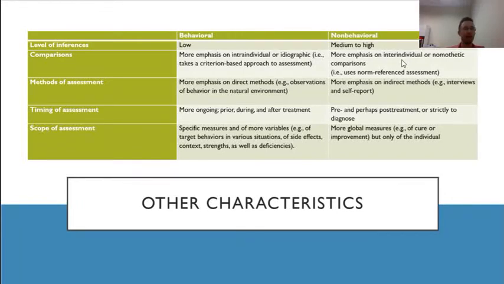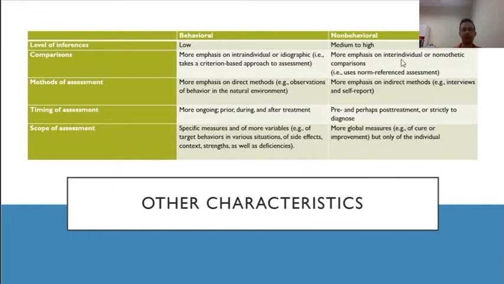For comparisons, in the non-behavioral traditional approach, there's more emphasis on inter-individual, what's called nomothetic comparisons, which are comparing students to a norm reference, to a normal distribution, what's known as a norm reference assessment. So the way you can think about that is traditional approaches compare one student to other students, rather than comparing that student to their prior performance. There's more emphasis on indirect methods of assessment, such as interviews and self-report.